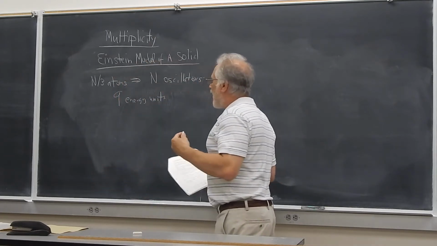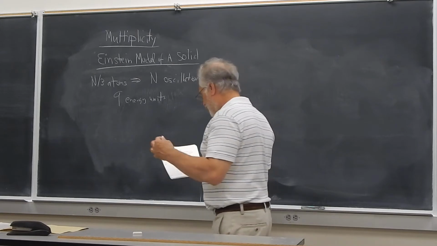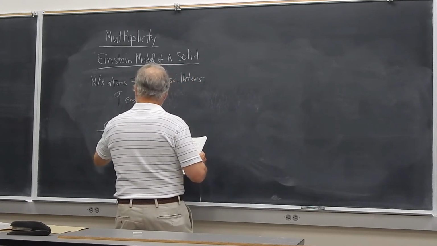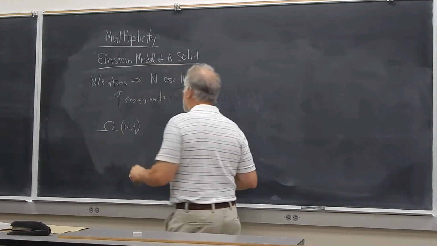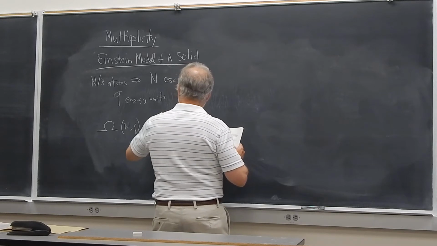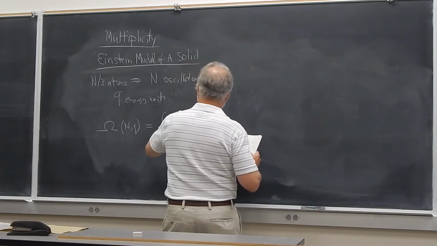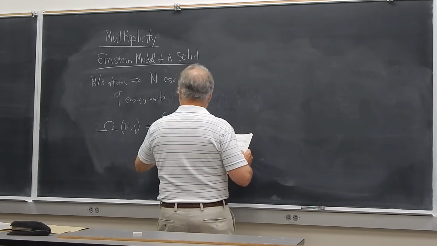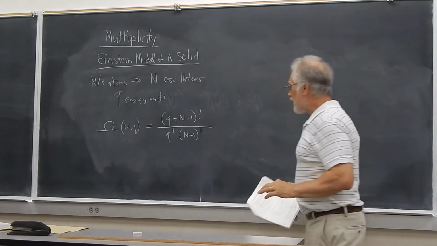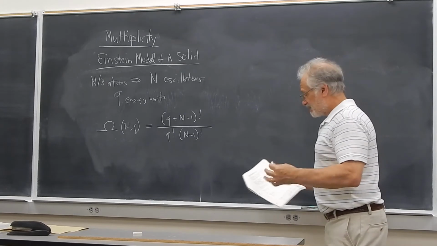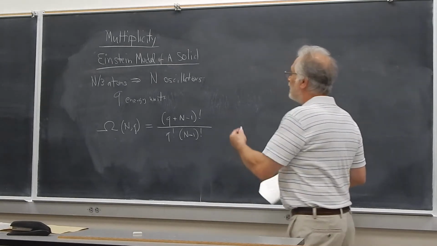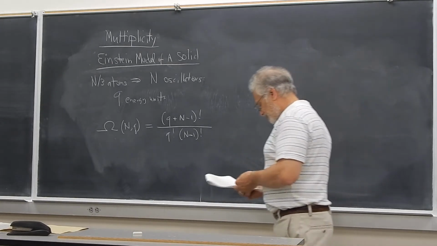If I want to know the possible number of accessible states, this is what we said last time, omega of n and q, we can write that as q plus n minus 1 factorial divided by q factorial times n minus 1 factorial. That will give us the total number of accessible states, or possibilities, what we call the multiplicity of this example.